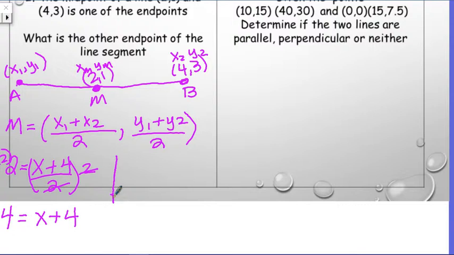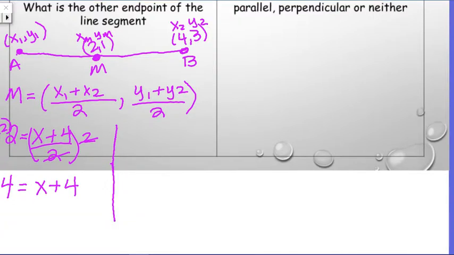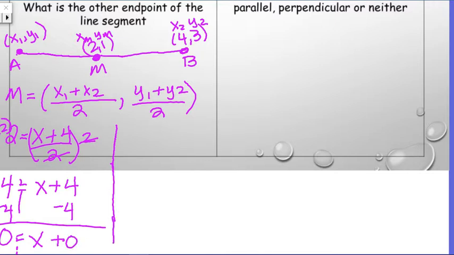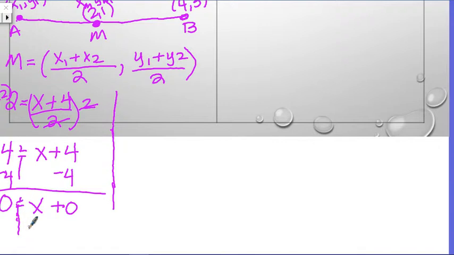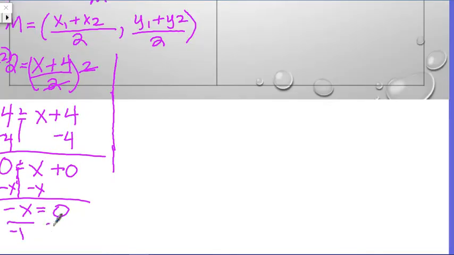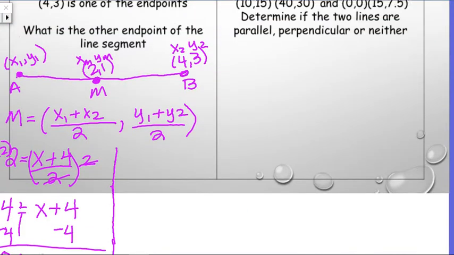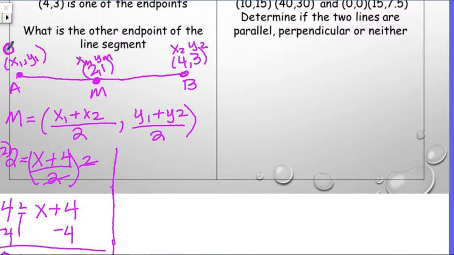And then we're going to solve this equation like we know how. We put the variables on the left and the constants on the right. So I'm going to minus 4, minus 4. So 0 equals, and we're drawing our line, X plus 0. So X is on the wrong side, so we're going to minus X from both sides. So we get negative X equals 0. Then divide by negative 1. If this confuses you, put the 1 there. And X equals 0. So we know the X coordinate of our endpoint is going to be 0.